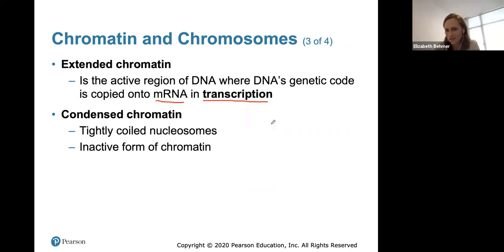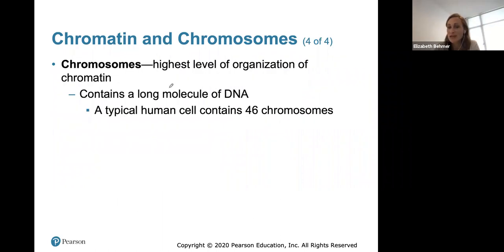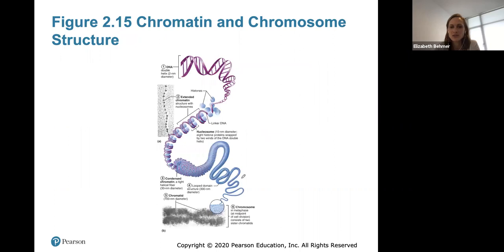which are inactive. Chromosomes are the highest level of organization. They contain a long molecule of DNA, and a typical human has 46 chromosomes. So here's a look at how DNA is tightly wound together around histones to form a nucleosome. The nucleosomes form condensed chromatin. The chromatin forms very, very condensed chromosomes. And again, the chromosome is the typical X structure that you think of. And the chromosomes are in the extremely tightly wound DNA.